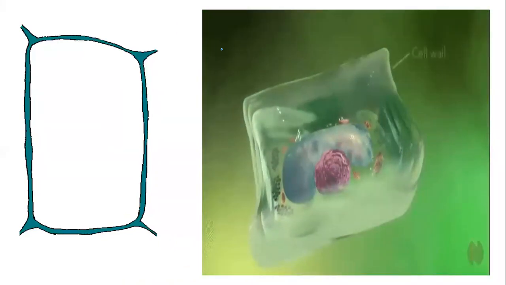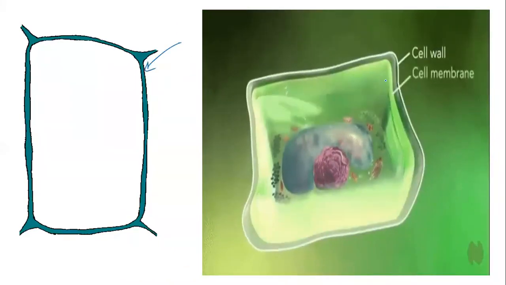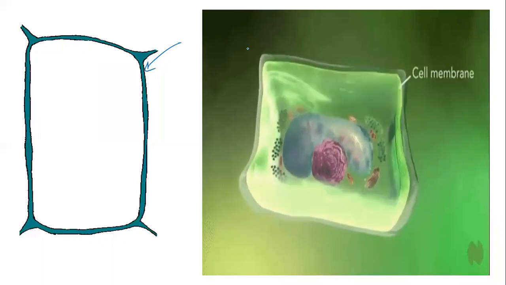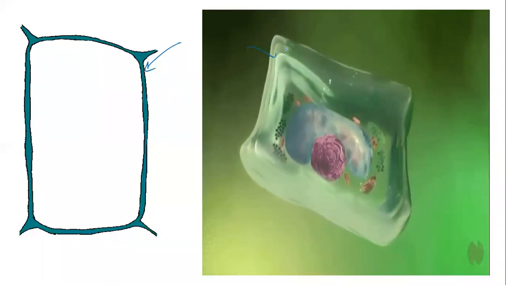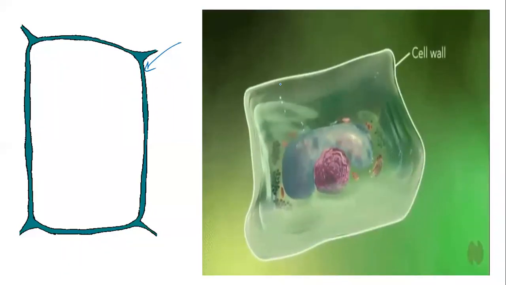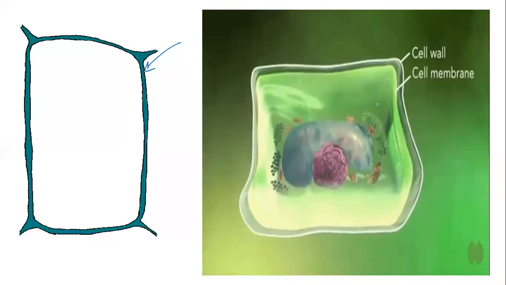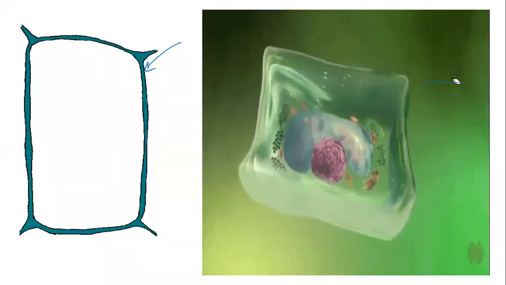And here you can see, this is like the cell wall. If you take the plant cell, the cell wall is outside, and inner to that the cell membrane is there. See this animation, they're taking one single cell, there is the cell wall, and inside that the cell membrane is there. Cell wall is outside. Are you clear?